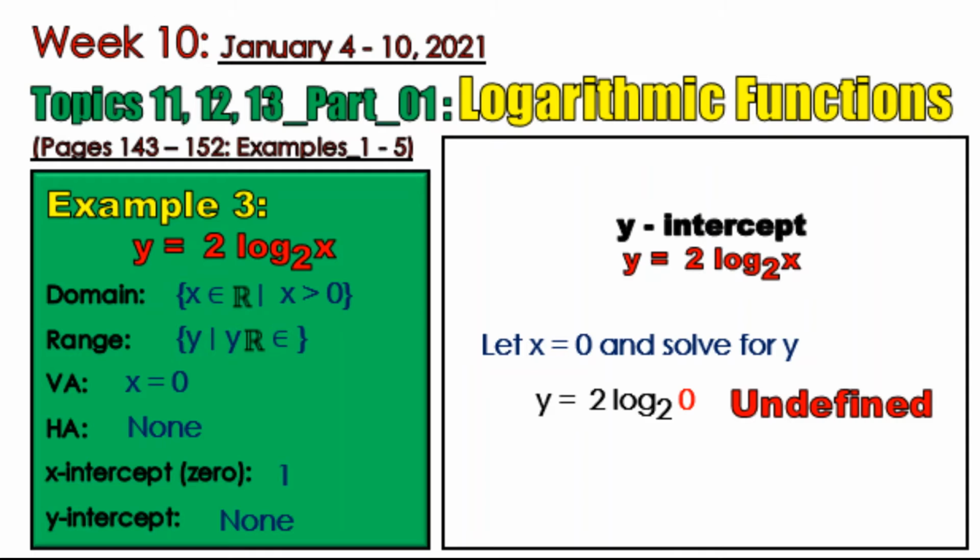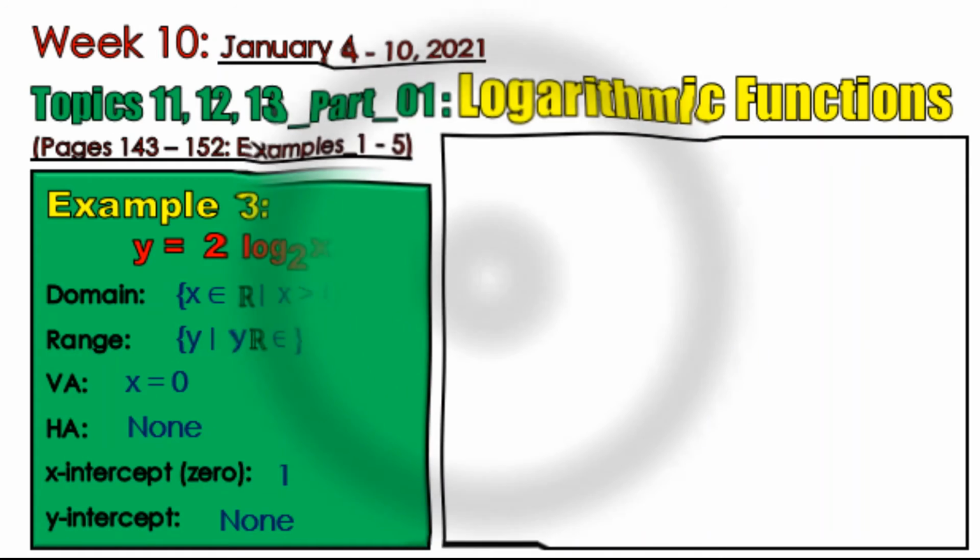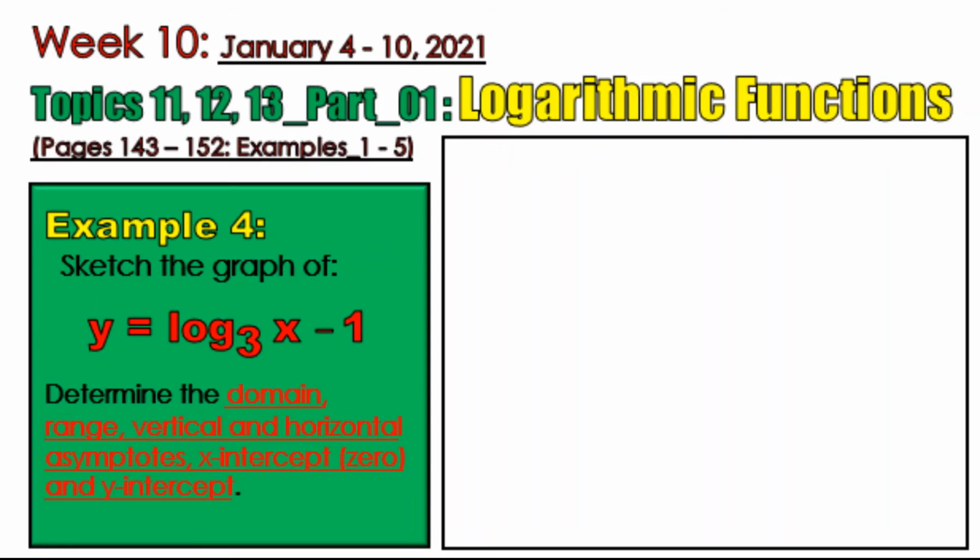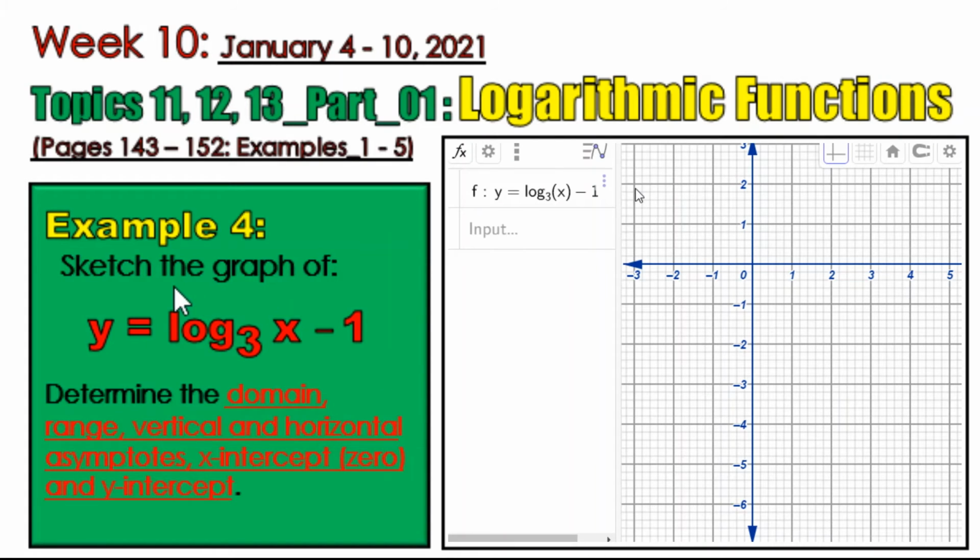We have determined the domain, the range, the vertical asymptote, the horizontal asymptote, the x-intercept or zero, and the y-intercept of the given logarithmic function. For example number 4, we will sketch the graph of y is equal to logarithm of x to the base 3 minus 1 and determine the domain, the range, the vertical and horizontal asymptotes, x-intercept or zero, and y-intercept.